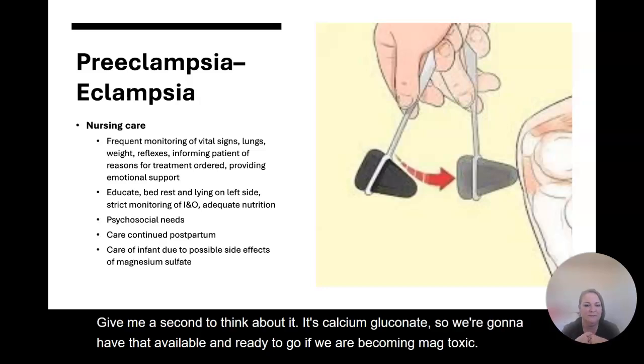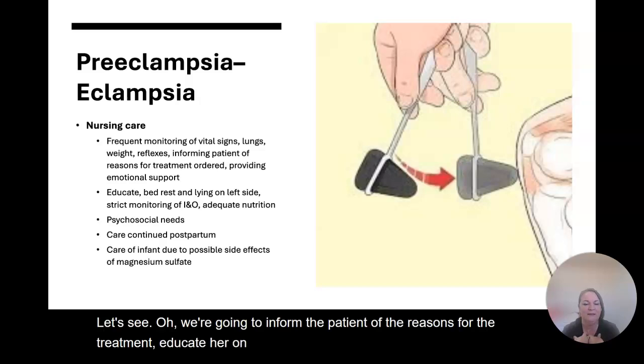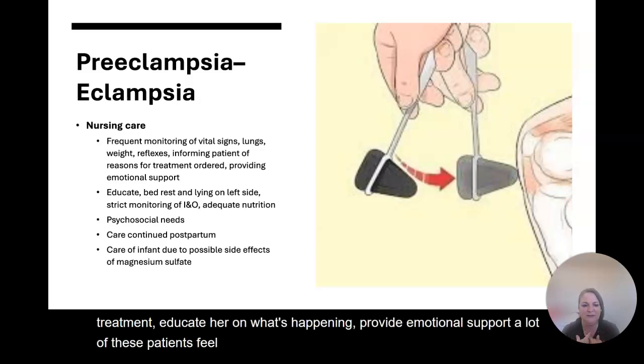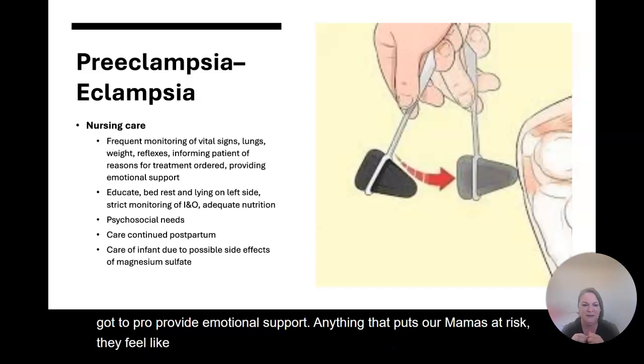Let's see. We're going to inform the patient of the reasons for the treatment, educate her on what's happening, provide emotional support. A lot of these patients feel like this could be their fault, and it really isn't. So we've got to provide emotional support. Anything that puts our mamas at risk, they feel like it's maybe their fault, they did something wrong.